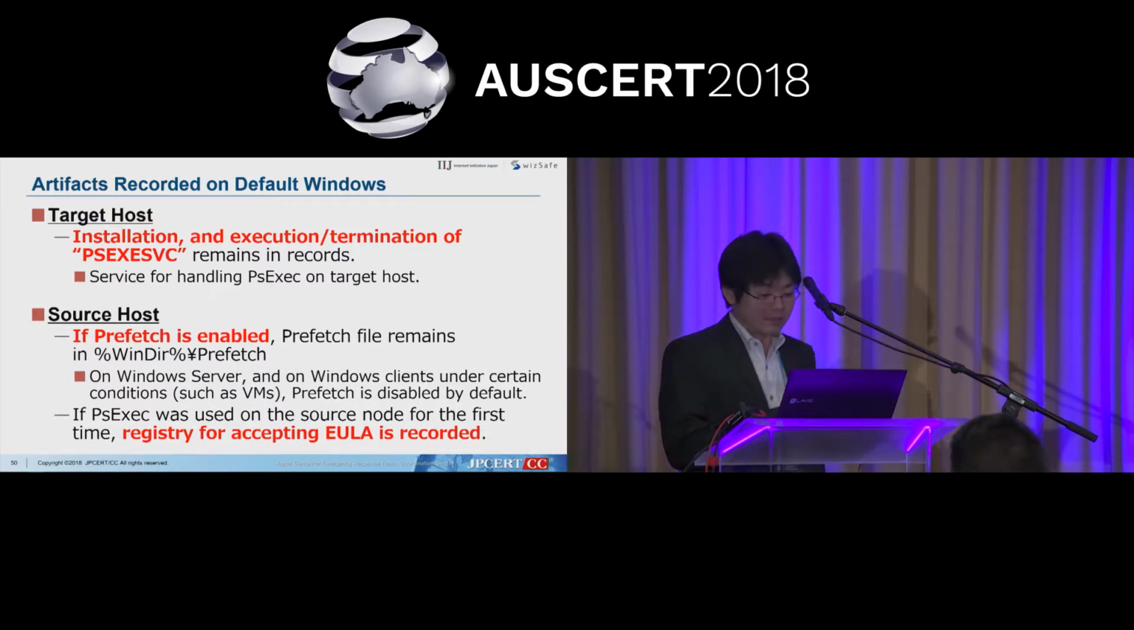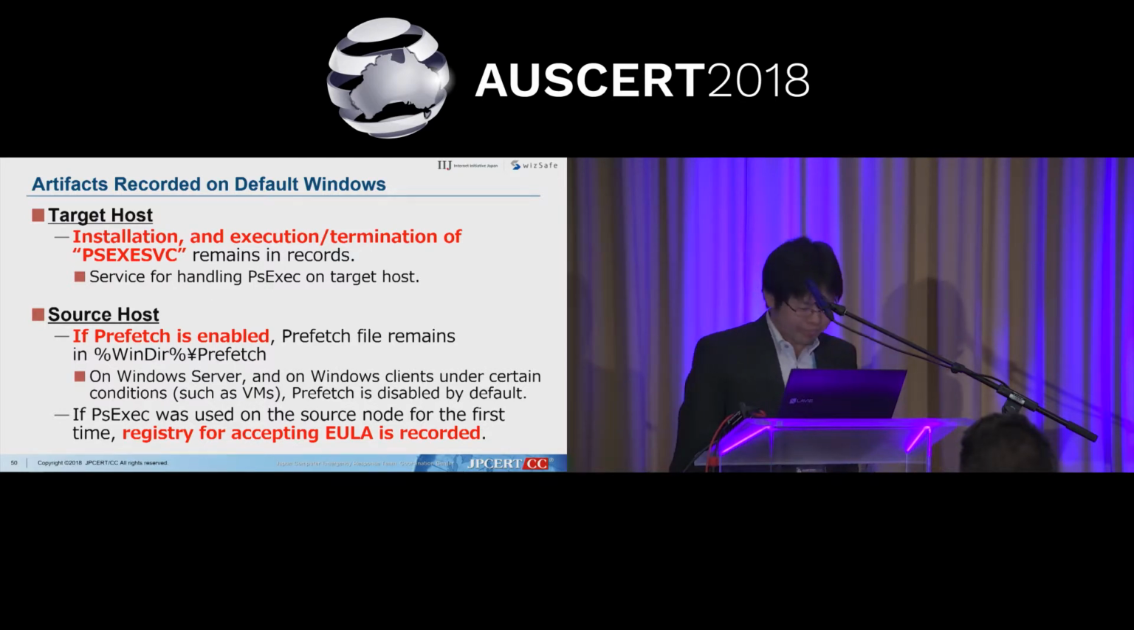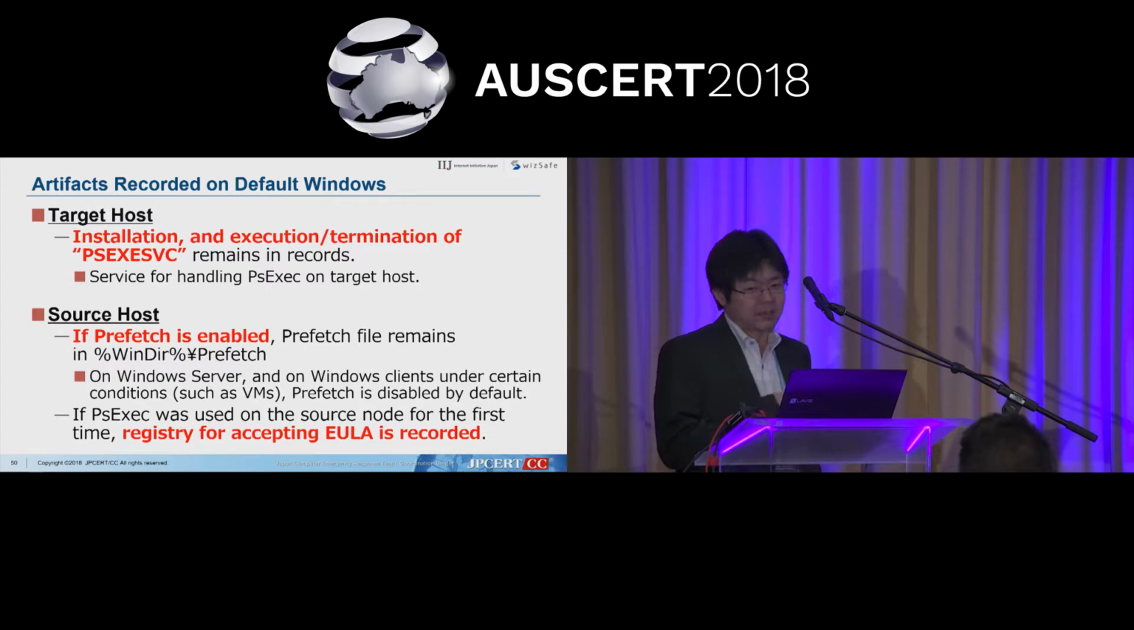The other thing that might remain on the source host is this: when you execute PsExec for the very first time, you see a dialog asking whether you accept the license agreement. If you say yes, then the record of saying yes remains in the registry. So that would be another thing that could remain on the source host. But again, if PsExec has been used on that host in the past, then it won't help. So we need something else to figure out the execution of PsExec.